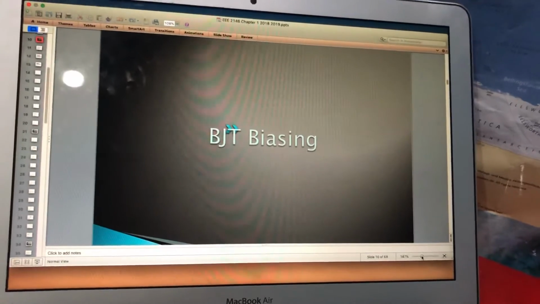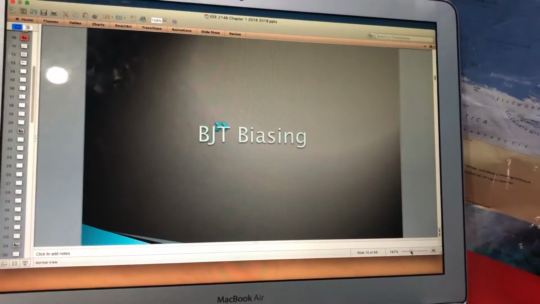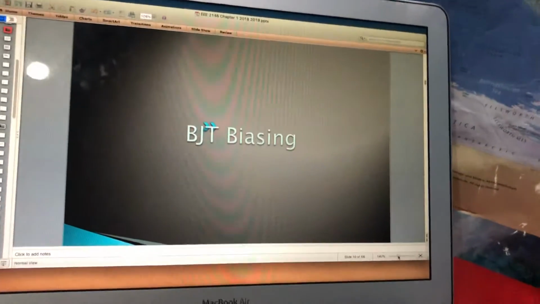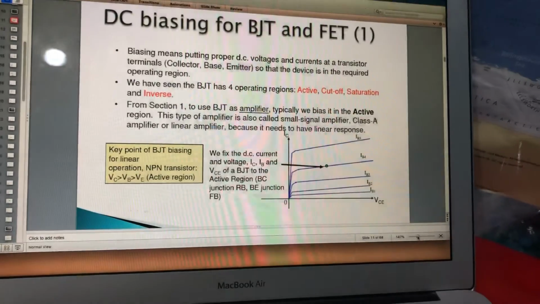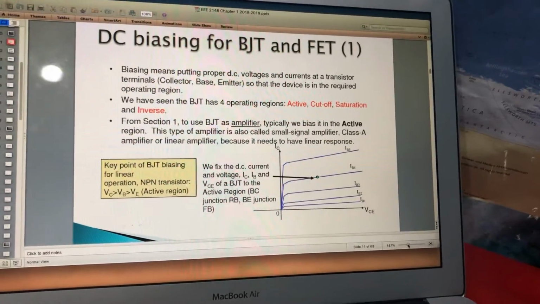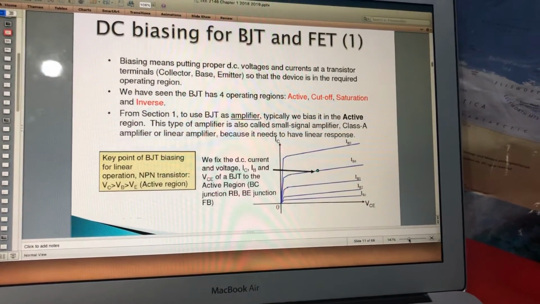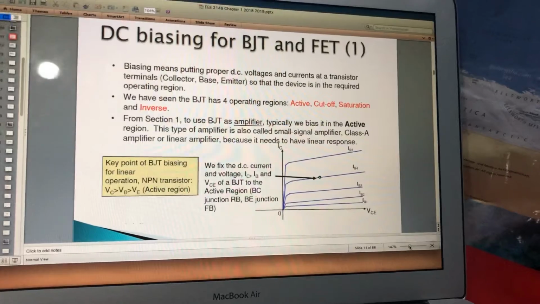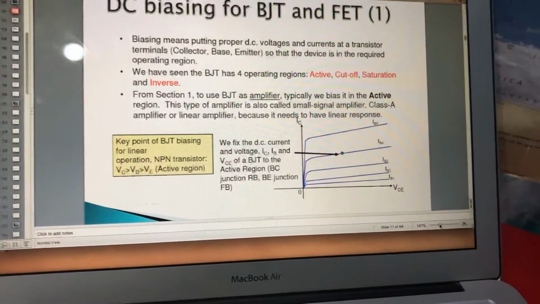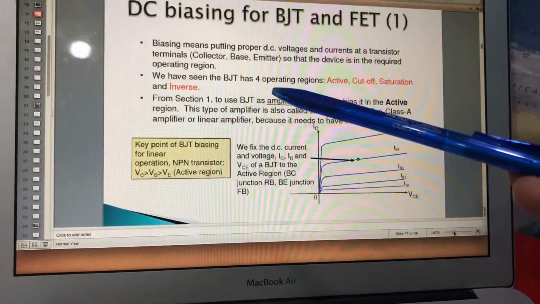So we will continue our lesson on BJT biasing. Okay, so what is BJT biasing? Biasing, if you look in the slide, means that we want to put proper DC voltages and currents at the transistor terminals, collector, base, emitter, so that the device is in the required operating region.